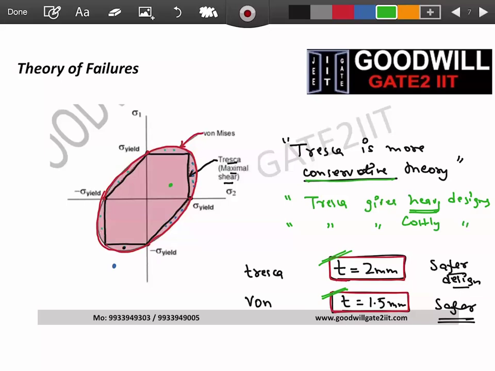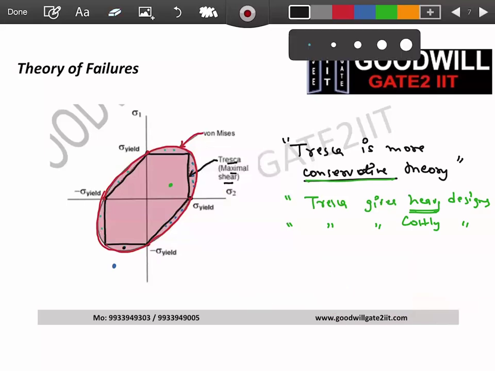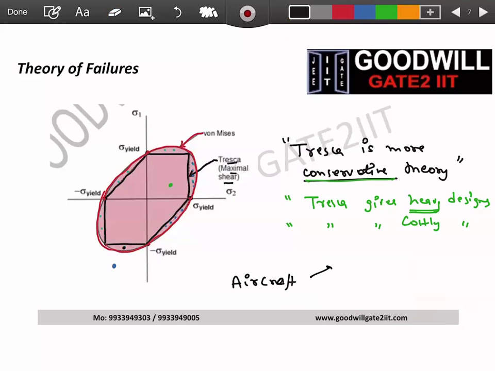Now you tell me, as an engineer for aircraft applications, let's say, which theory? This was asked during my campus interview in IIT Kharagpur. This was the question asked, guys: which theory will you use to design, and they gave me a particular component. Can you tell me, for an aircraft designer, which theory you will apply? Keep one thing in mind, Tresca is always safe.